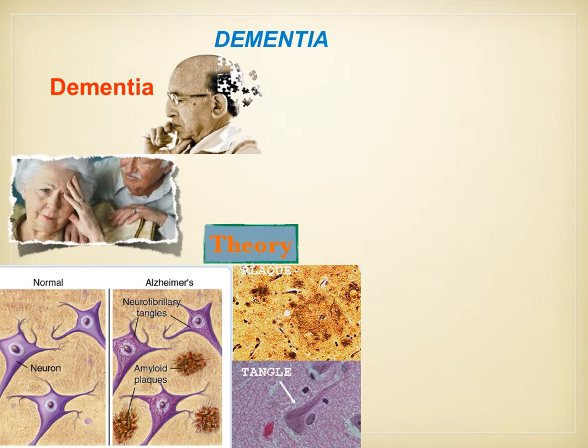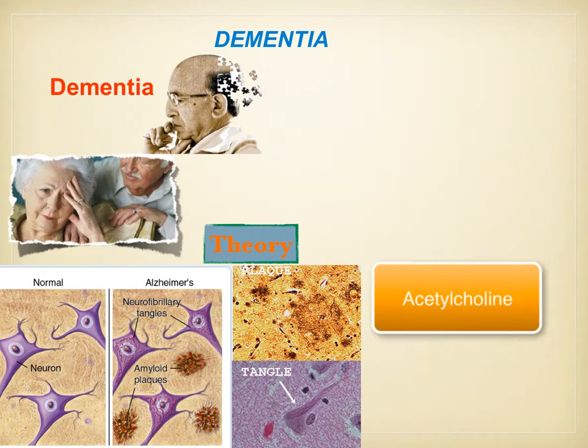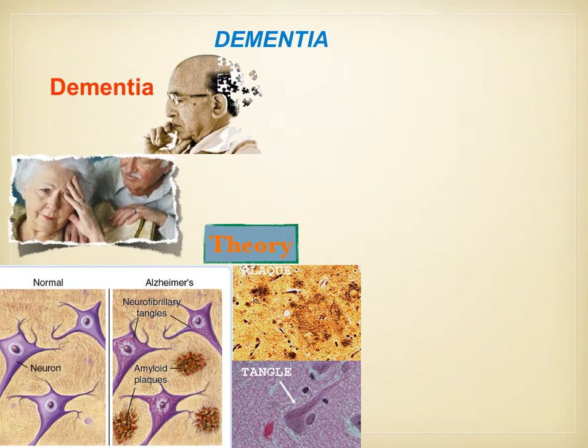You'll see in the image on the left what normal brain cells look like and what Alzheimer's brain cells look like, and you can see where the plaques and tangles are. The images above one another are PET scan examples of brain tissue. The neurotransmitter acetylcholine plays a role in memory, and the depletion of this neurotransmitter contributes significantly to memory deficits.